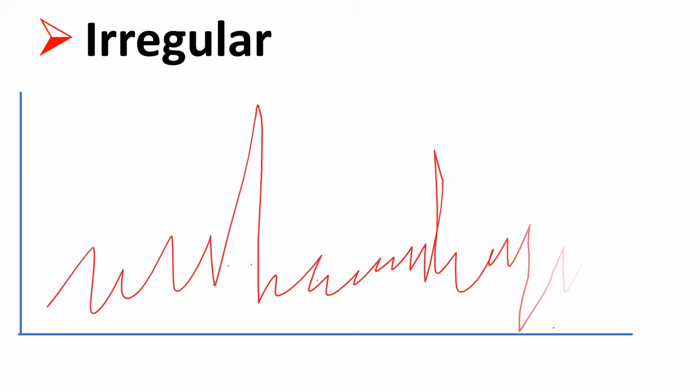Okay, then comes irregularities. In case of irregularities, you don't find any kind of pattern in it, right? You don't see any pattern in the data. We also call it noise in the data, and we try to avoid this. In this case, it becomes really difficult to do the analysis.